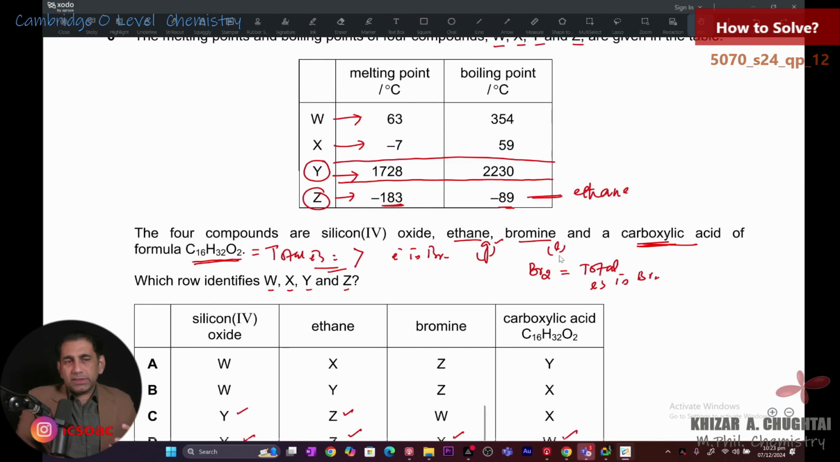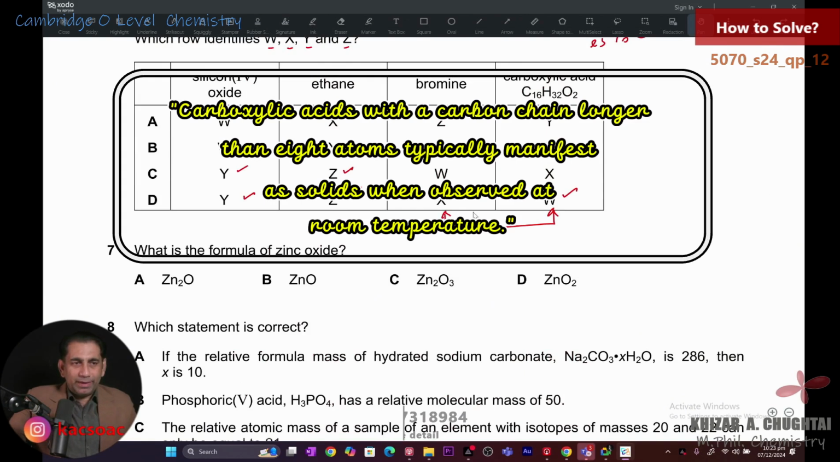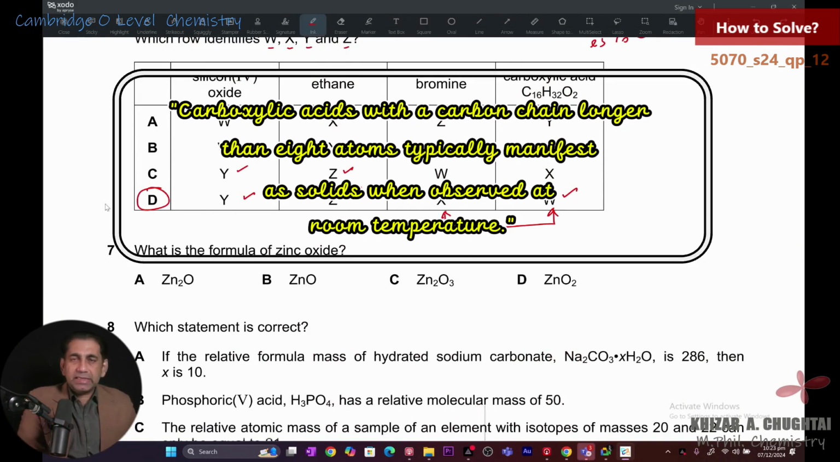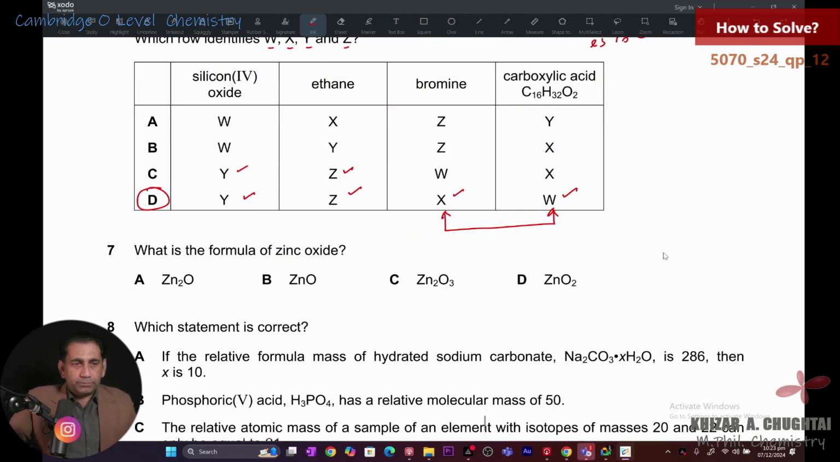Most of the bromine is in the form of liquid. Some of its sample is in the gaseous state. So it will have a lower melting point. So X is bromine and W is the carboxylic acid. Overall, D is the correct option.